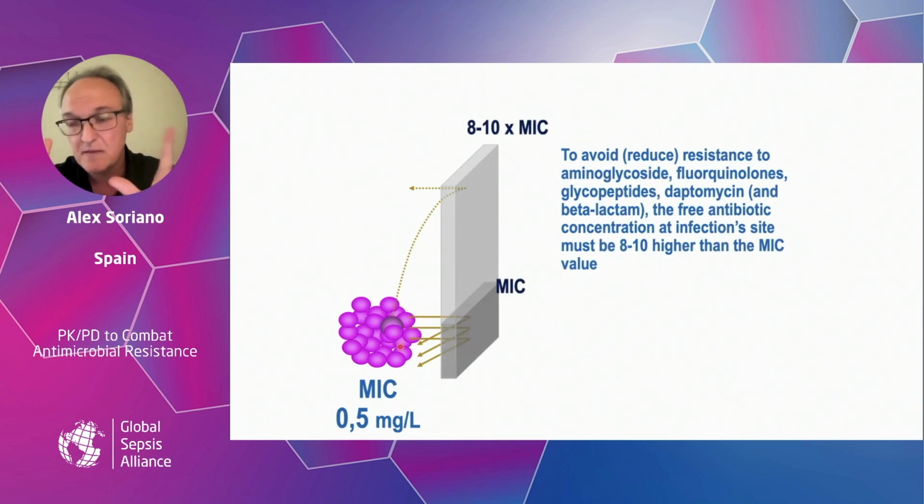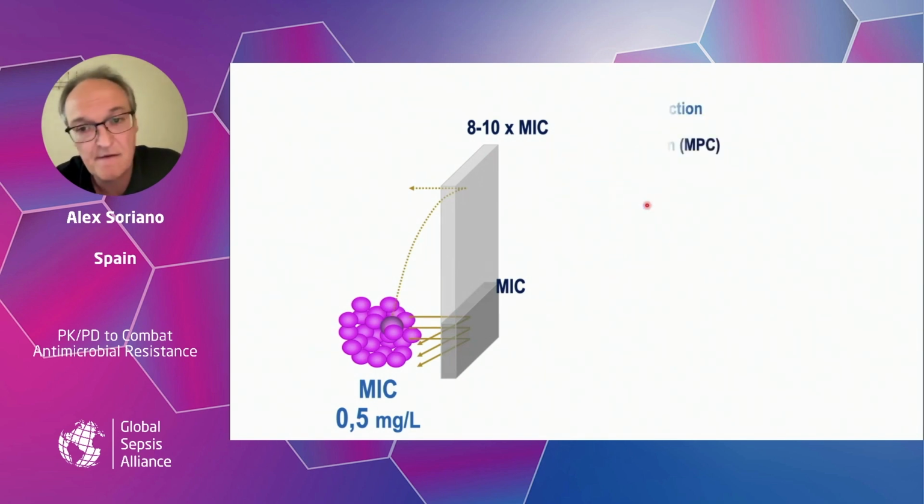But this concept has at least 2 definitions that are important for those of you interested in reading on this topic of pharmacokinetics and pharmacodynamics to prevent resistance. The first one is that we need, as I mentioned, to achieve a concentration that in general is 8 to 10 times higher than the MIC to avoid the selection of resistance. And this is valid for aminoglycosides, quinolones, glycopeptides, daptomycin, and, in parentheses, beta-lactams. I will discuss that a little bit further.